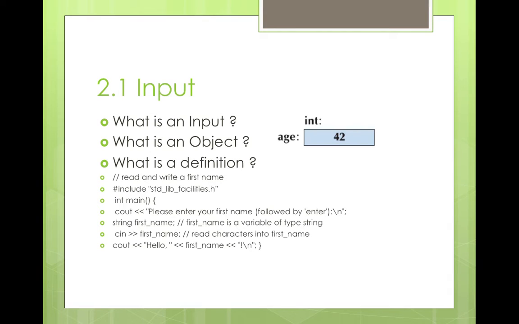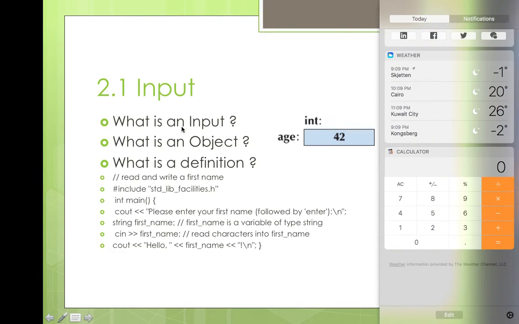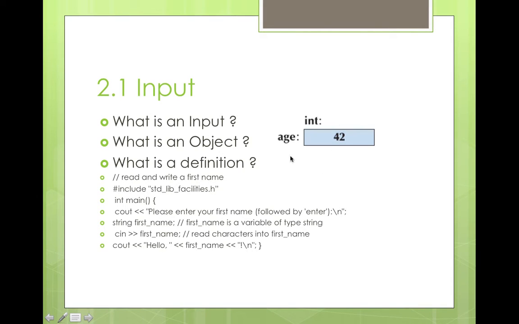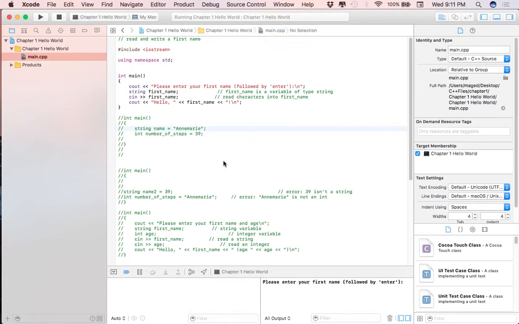So this box right here gives you an imagination of how things should look. So int will be the type, age will be the name, and 42 will be the value. So let's go to Xcode and see what I mean.